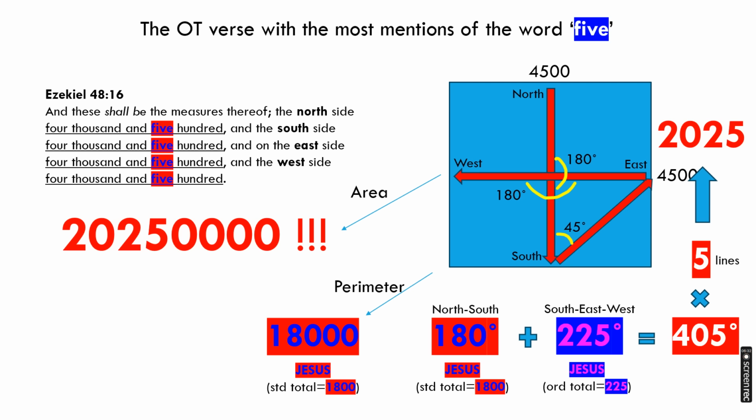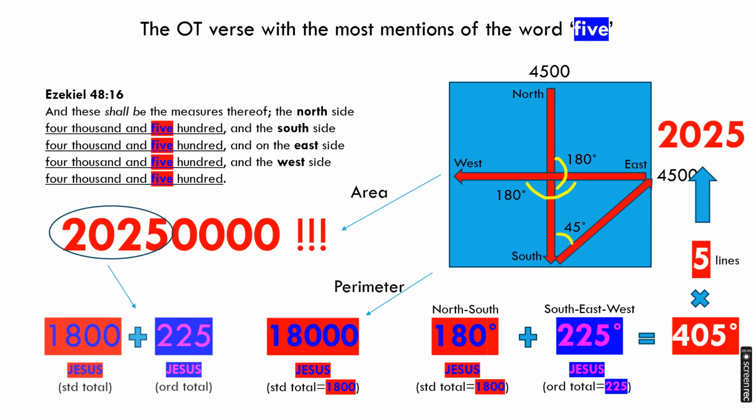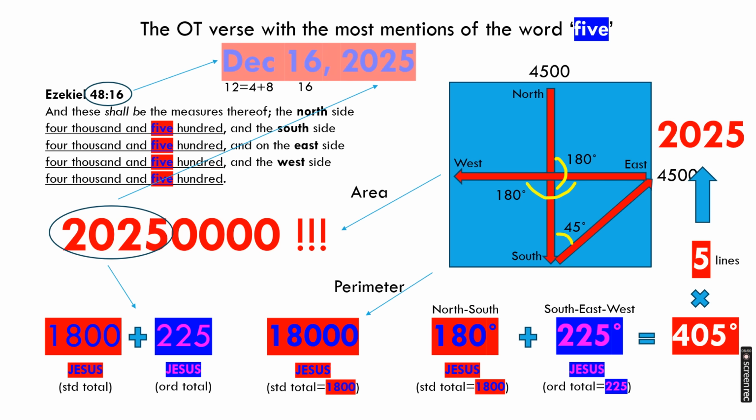Why 5? Because there are 5 line segments in the figure that traces out the 4 directions. That looks like 4 inverted. So Jesus is clearly the architect. This verse alone conceals the Hanukkah date 2025.